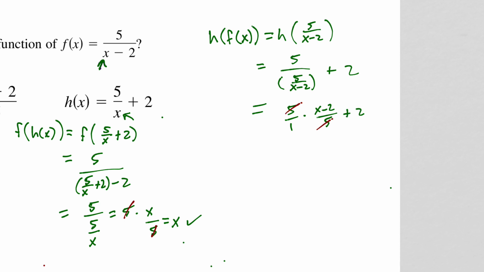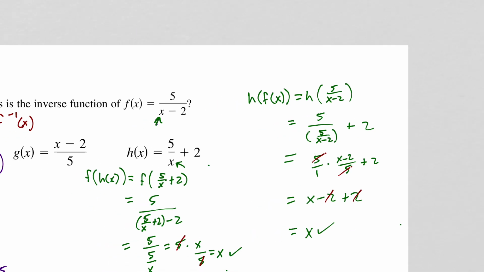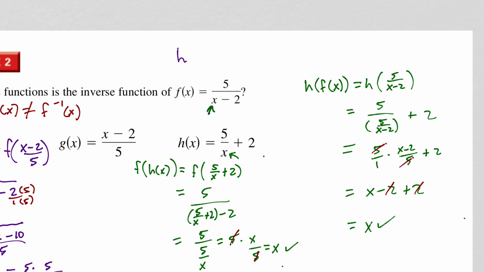Okay, these 5's cancel. I'm just left with x minus 2. So x minus 2 plus 2. 2's cancel. And we're just left with x. So it worked in that direction, and now we've verified that, in fact, h of x is the inverse function of f.